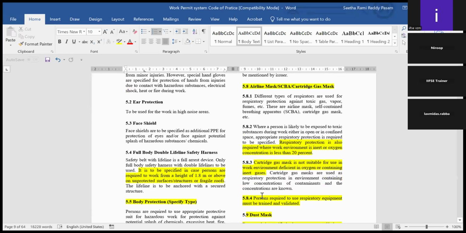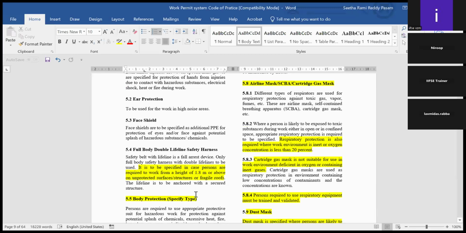Then full body double lifeline safety harness. It is specified in case persons are required to work at a height of 1.8 meters and above, and also on unprotected surfaces or structures or any fragile roofs. Double lifeline and a safety harness.